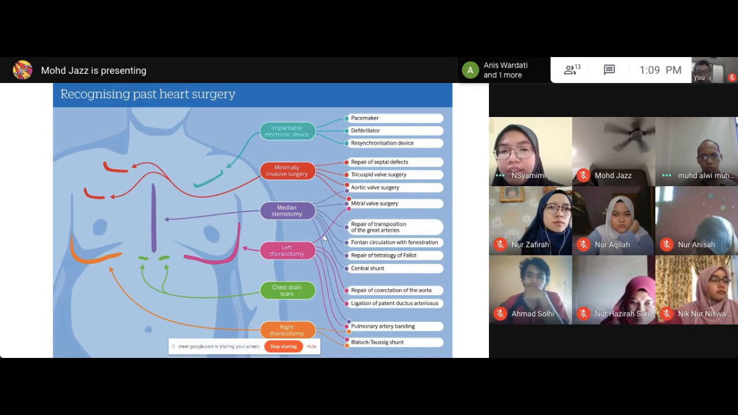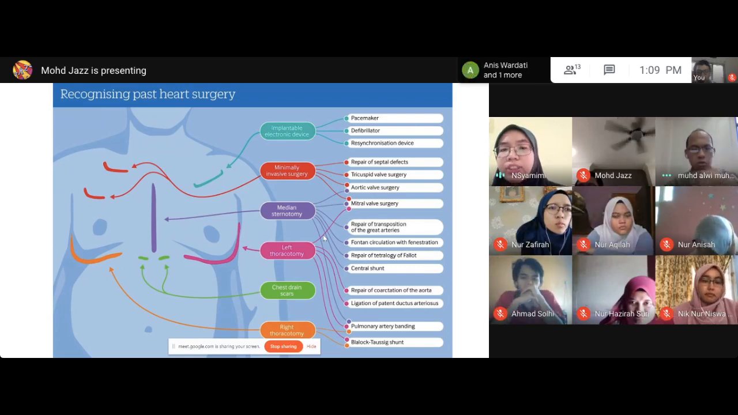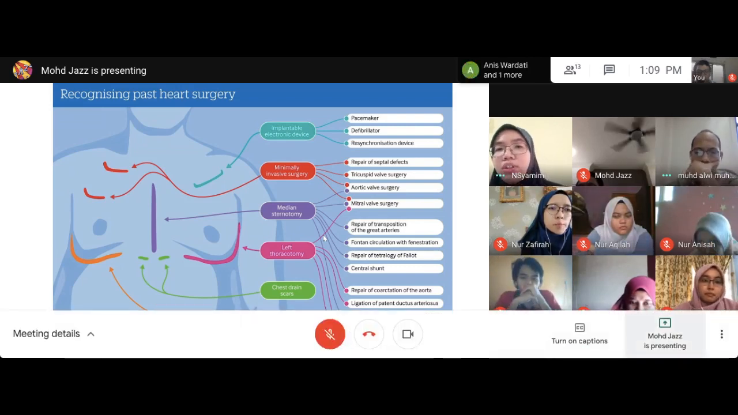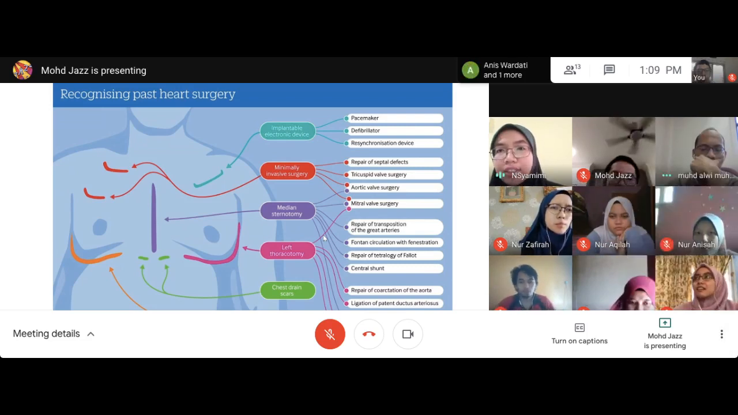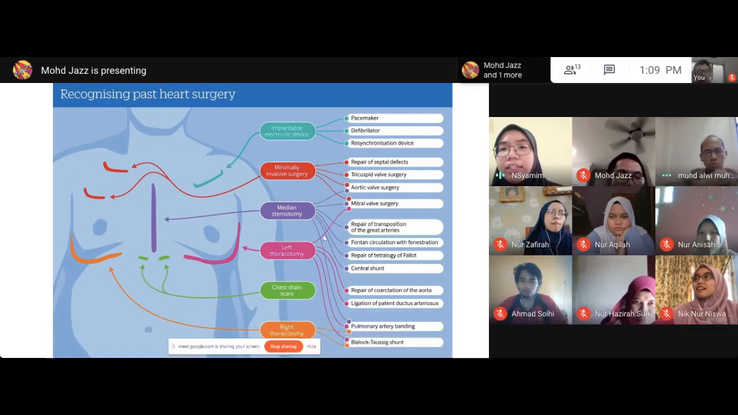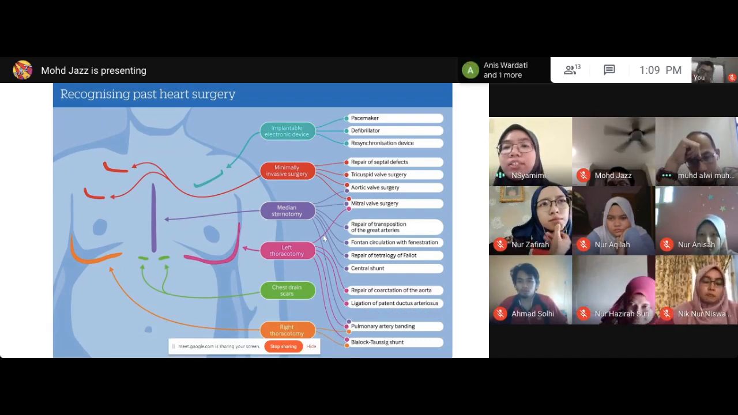And there's also a chest drain scar located at the lower part of the sternum, which is required for pleural effusion, empyema, and also pneumothorax. Besides, there is also a minimally invasive surgery scar at the right upper side of the thorax, which is indicated in case of repair of septal defects, tricuspid valve surgery, aortic valve surgery, or mitral valve surgery. Okay, that's all.